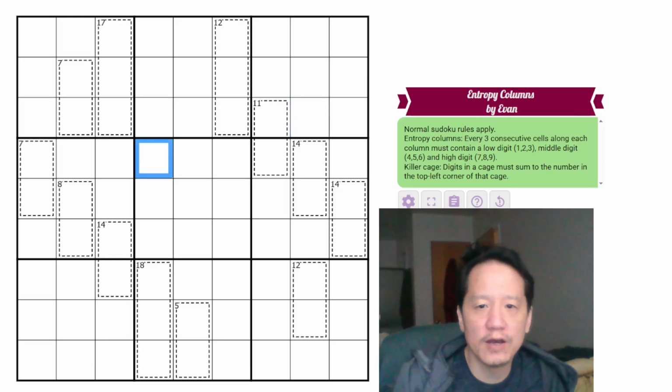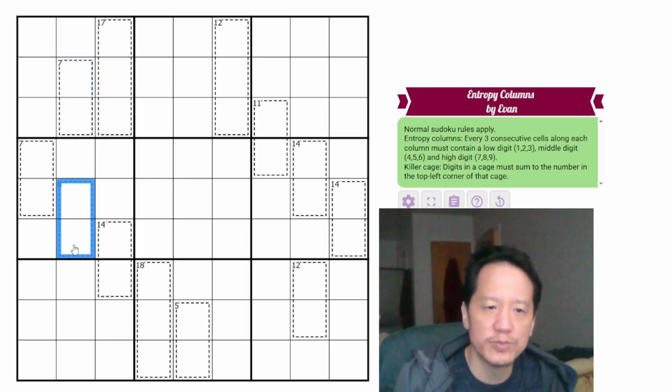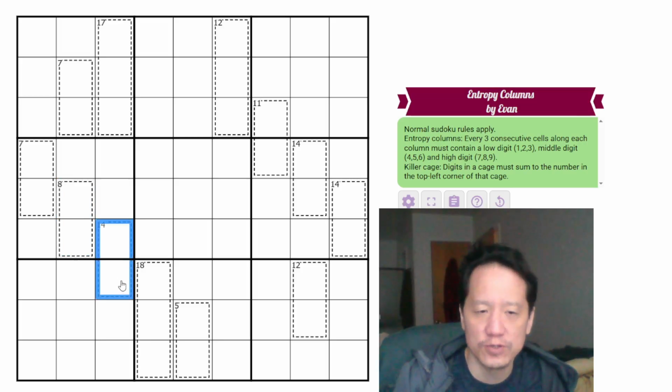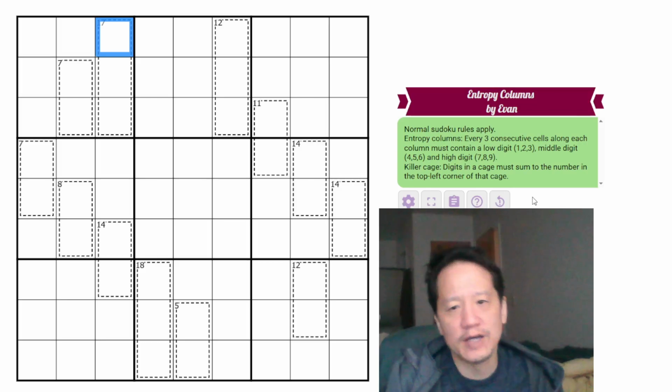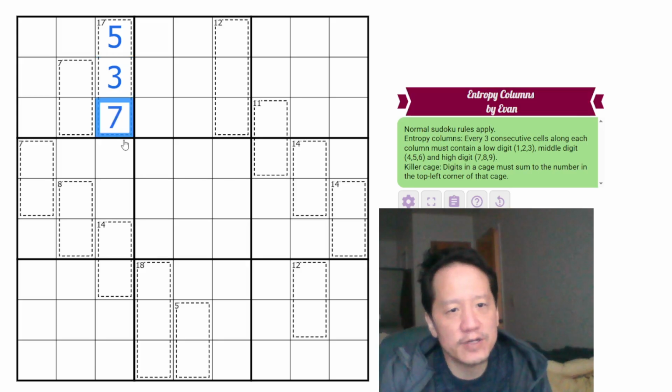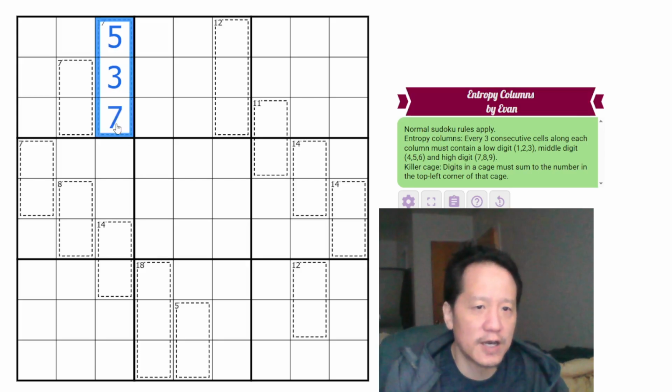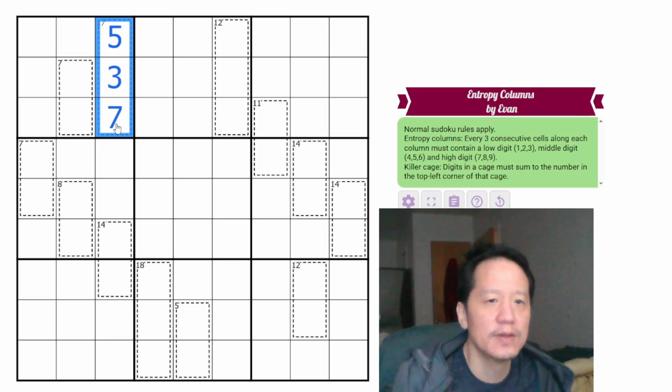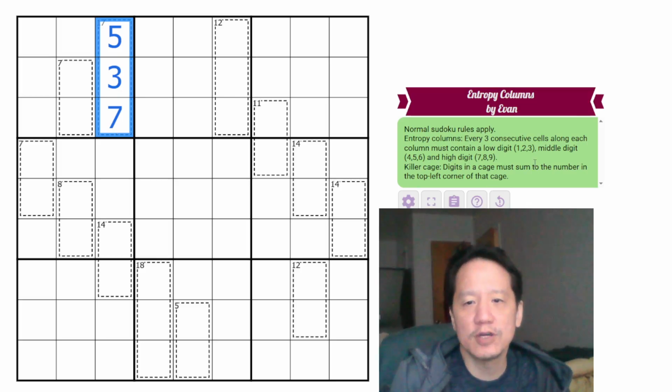Okay, and then we have killer cages. Digits in a cage must sum to the number in the top left corner of that cage. So, for example, these 3 digits must add up to 17. These 2 must add up to 7. These 2 must add up to 8. These 2 must add up to 14, etc. So, as an example, we could have something along the lines of 5, 3, and 7, because those 3 digits add up to 17. And that's how killer cages work. And those are all the rules.